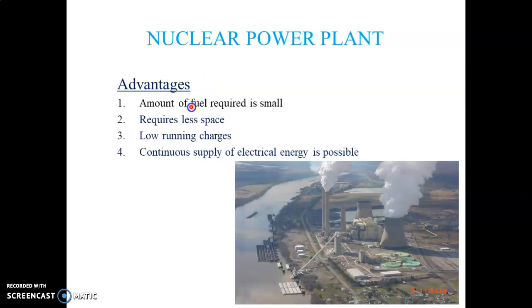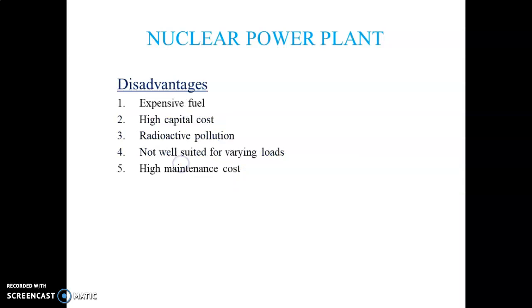Then the advantages of a nuclear power plant: the amount of fuel required is small, it requires less space, low running charge, and continuous supply of electrical energy is possible. Then the disadvantages are expensive fuel, high capital cost, radioactive pollution, not well suited for varying loads, and high maintenance cost.